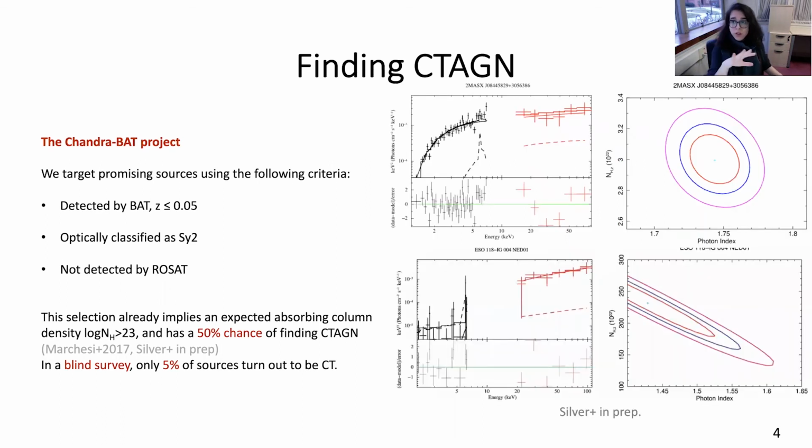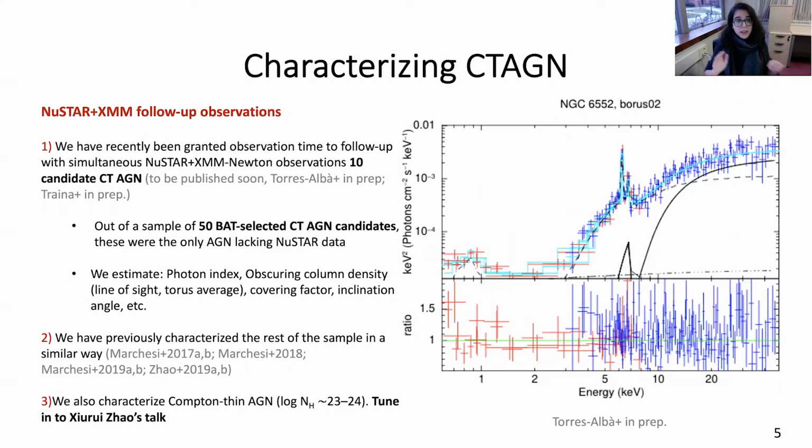Once we do this soft X-ray follow-up, we can do a first preliminary analysis. And using it, we can already see which sources don't look very obscured, like the one shown here above, and those that look actually like very good Compton-Thick AGN candidates, like the one here below. We do a further follow-up of these very good candidates using simultaneous XMM and NuSTAR observations.